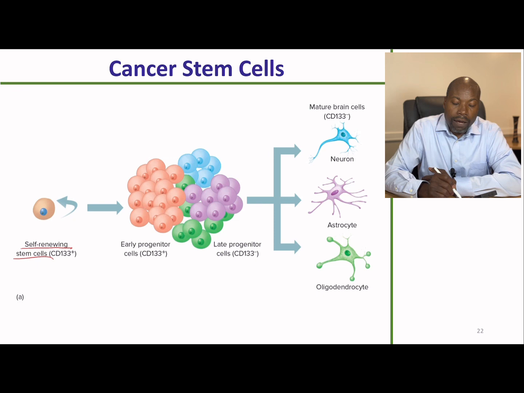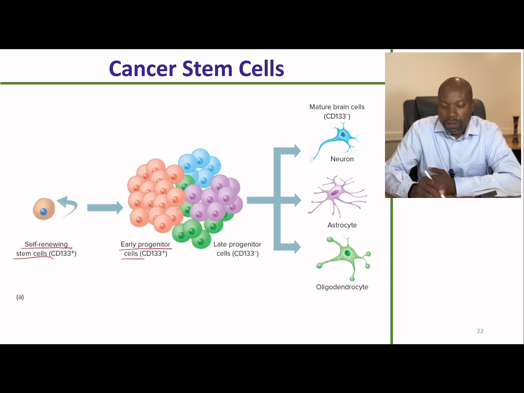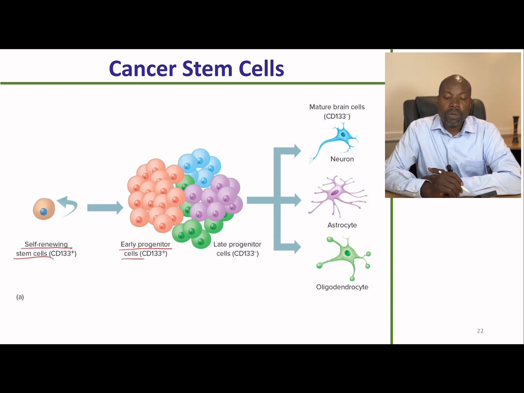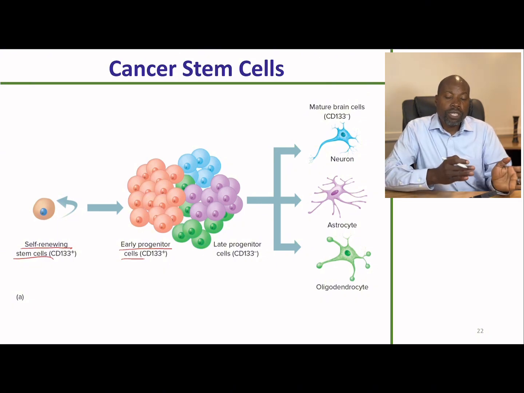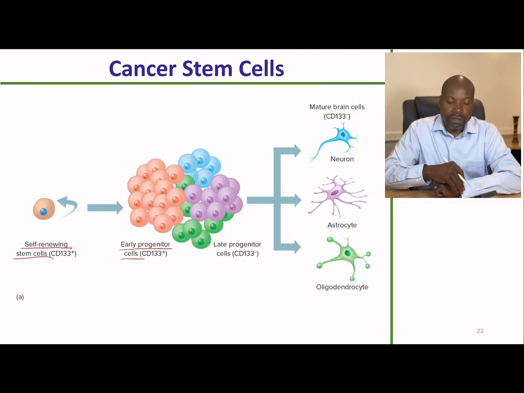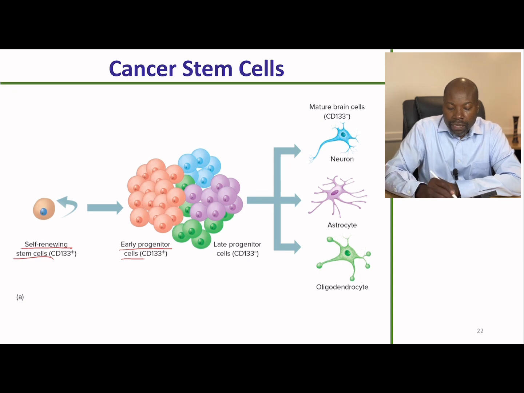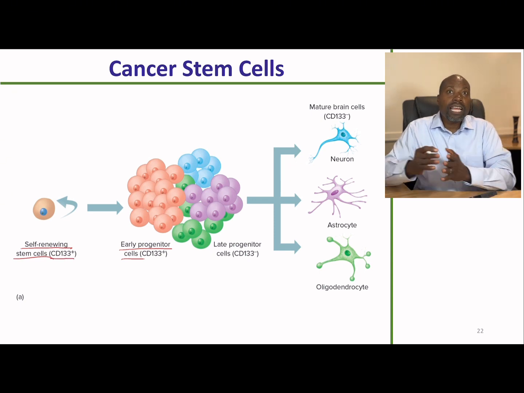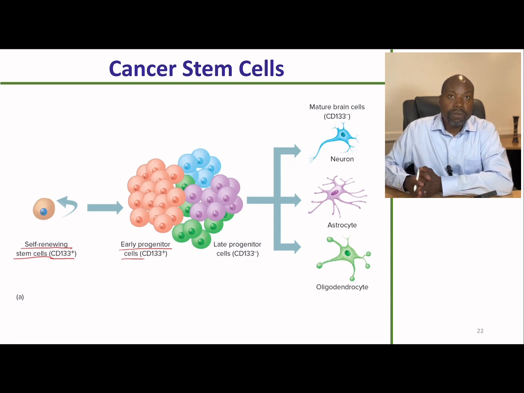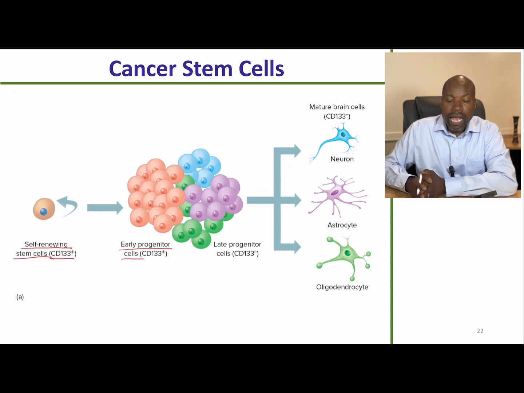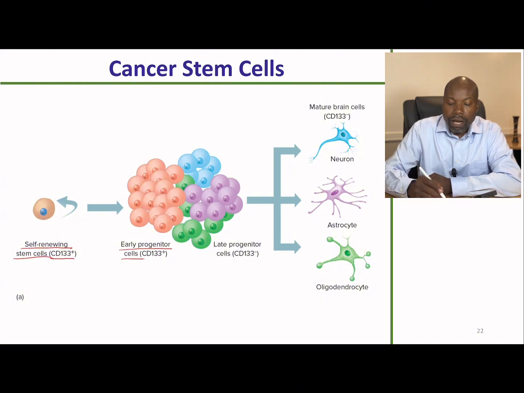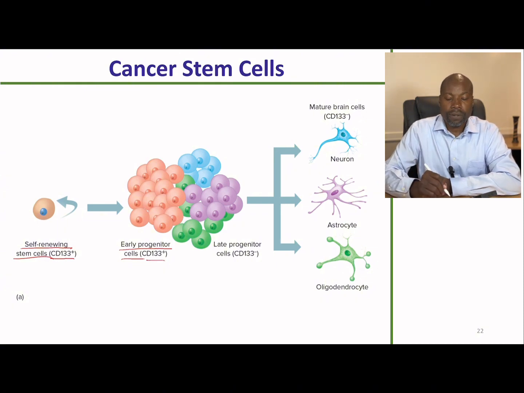And this stem cells can actually develop into progenitor cells. Now we're going to have two types of progenitor cells: early progenitor cells and late progenitor cells. Now, the gene CD133 plus, it's a gene that is found in the cell. That gene actually can be lost at some point, okay?